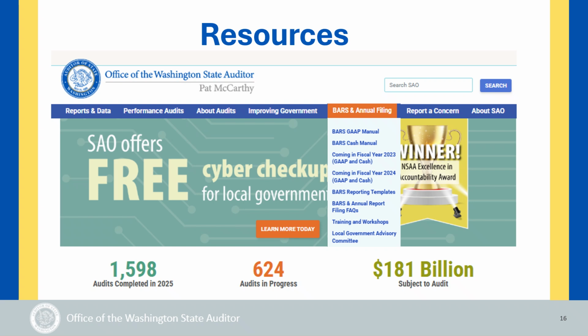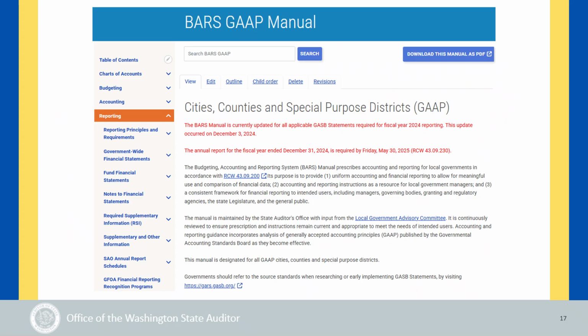Locate the BARS and Annual Filing drop-down menu on the main page menu bar. Then click onto BARS GAAP Manual. Once in the manual, using the left side menu bar, you can navigate to the reporting section by clicking the caret or the mini arrow next to Reporting. Here you will find extensive guidance on the components of GAAP financial statements.